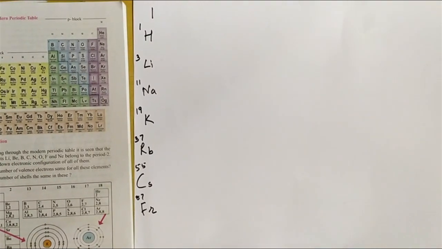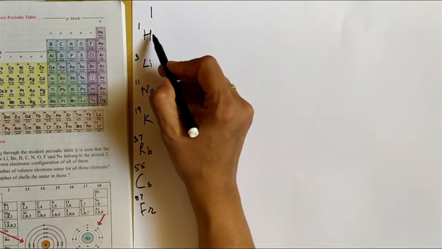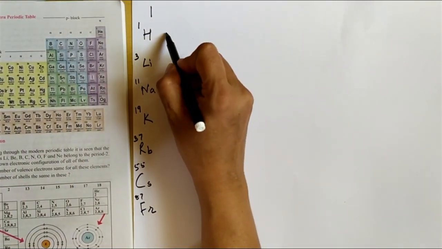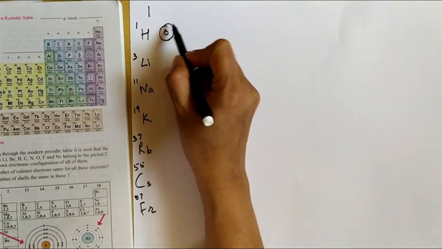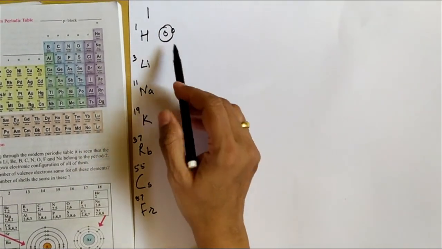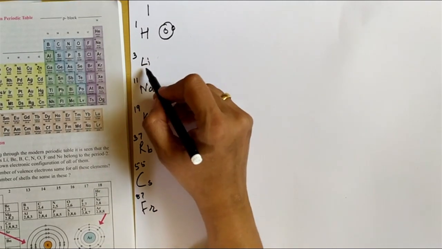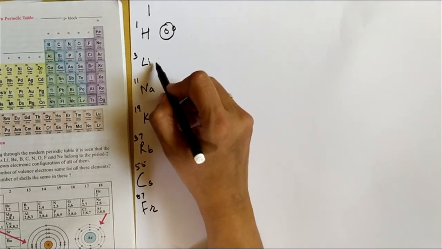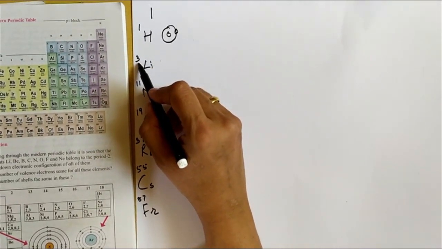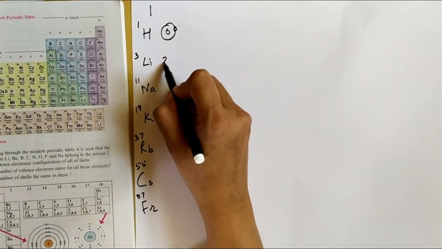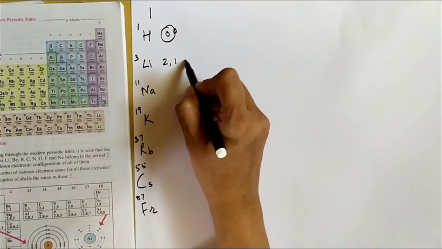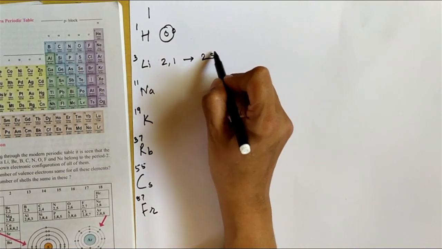Now how is the electronic configuration? See the number of shells. Hydrogen, only one shell, one electron in the first shell. Lithium, electronic configuration, as the atomic number is 3, so 2, 1. That means it has 2 shells.